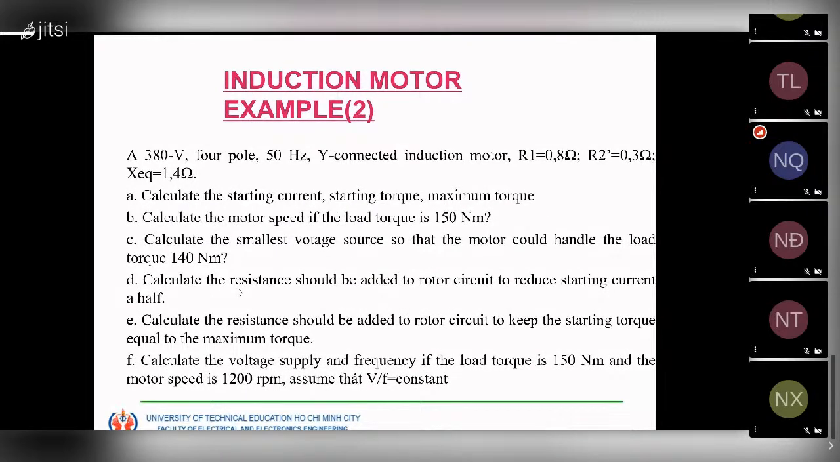Number E, they ask you to calculate the resistance connected to the rotor winding to keep the starting torque equal to the maximum torque. And the last one, they ask you to calculate the voltage supply and frequency, if the load torque is 150 Nm and the motor speed is 1200 rounds per minute, and they assume that the ratio between voltage and frequency will be constant. Okay, help me to finish it.